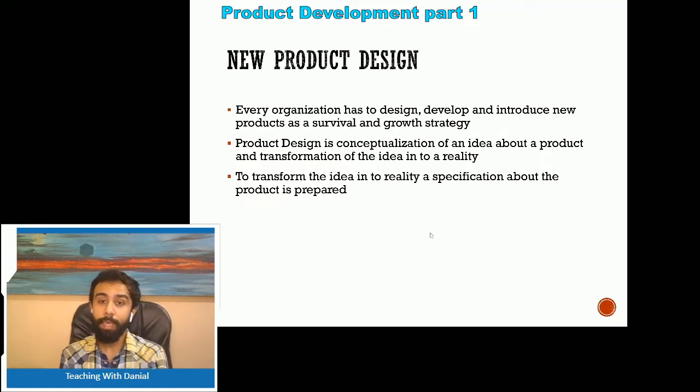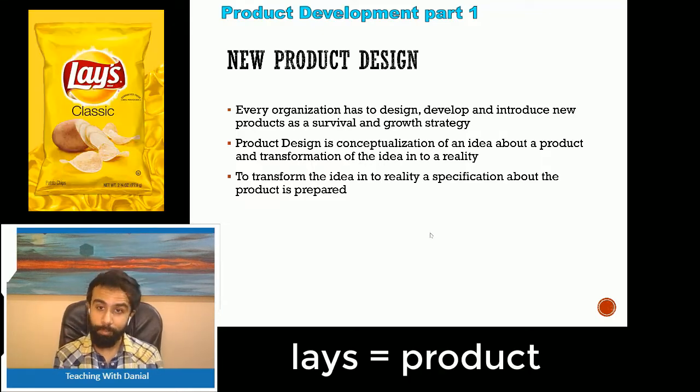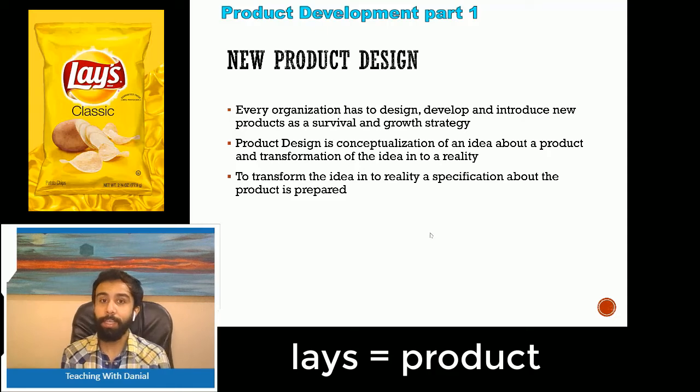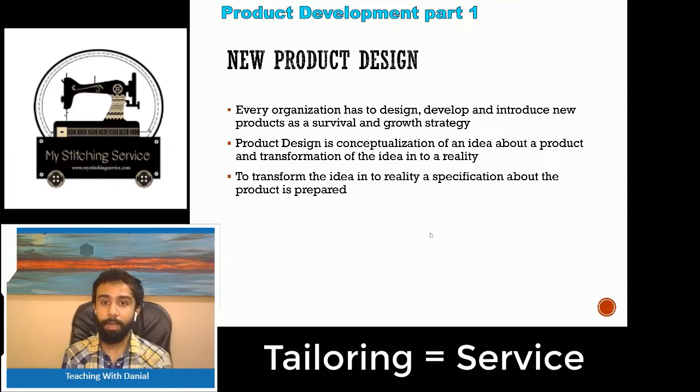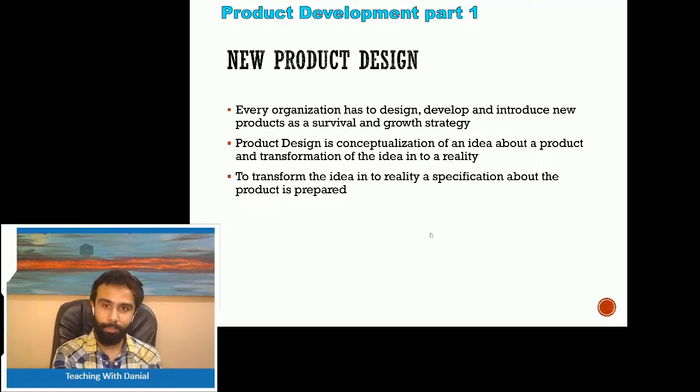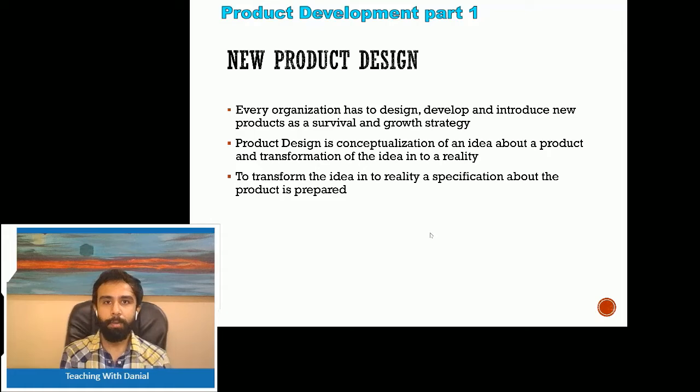Product is that you buy lace from the market and open it up and eat it. That's a product. And service is, for example, your stitching service or laundry service, or restaurant, they serve you food. That is a delivery service. So these are service industry, and those are product, which is ready to deliver and ready for you to buy. So every organization has to develop a product because of two reasons: one for survival, and two for growth.